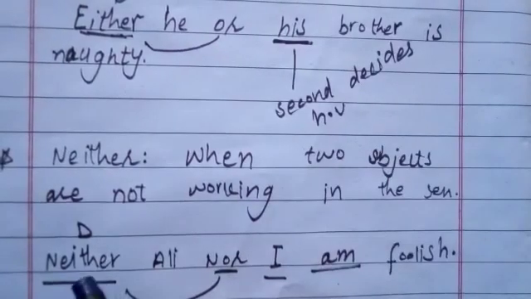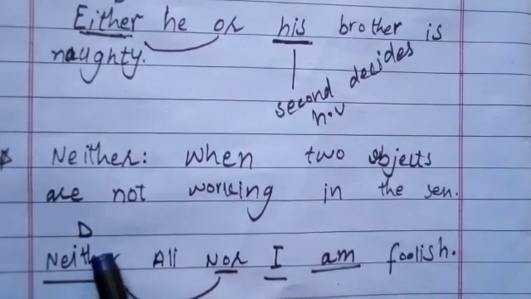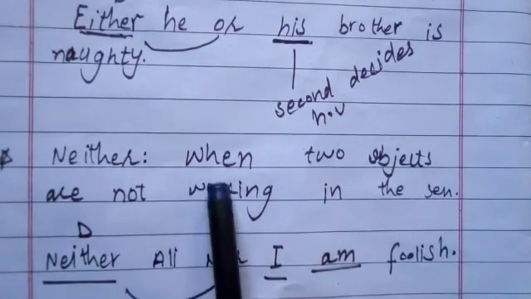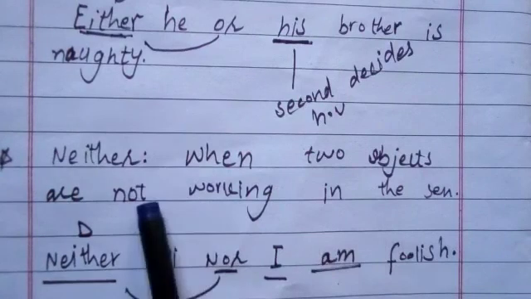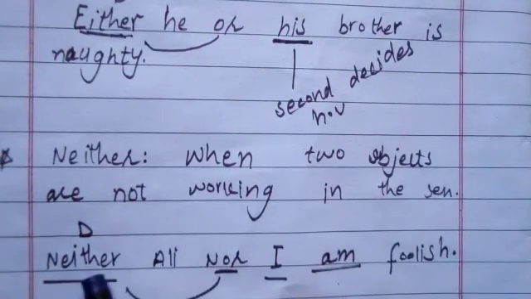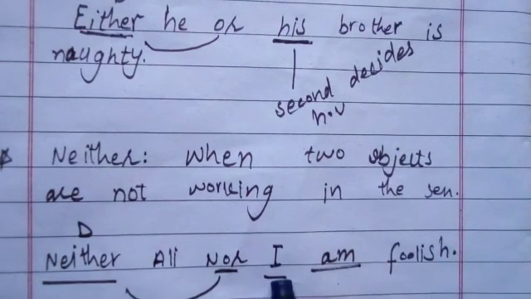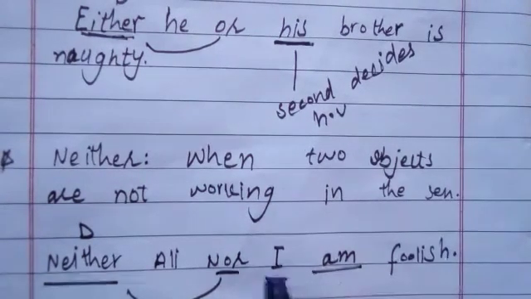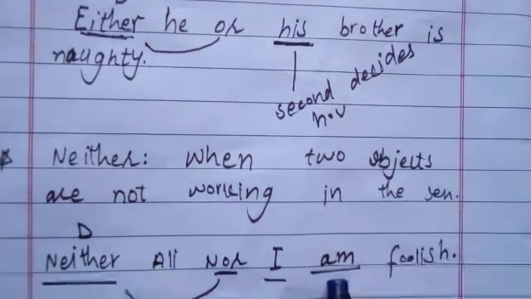Sixth class, same as either, neither and nor is a pair, and neither we use in the negative sense. When the two subjects are not working in the sentence, we use neither and nor, like check the sentence, neither Ali nor I am foolish. And neither second pronoun also decides the helping verb. So here the second pronoun is I, that's why I have written here am.